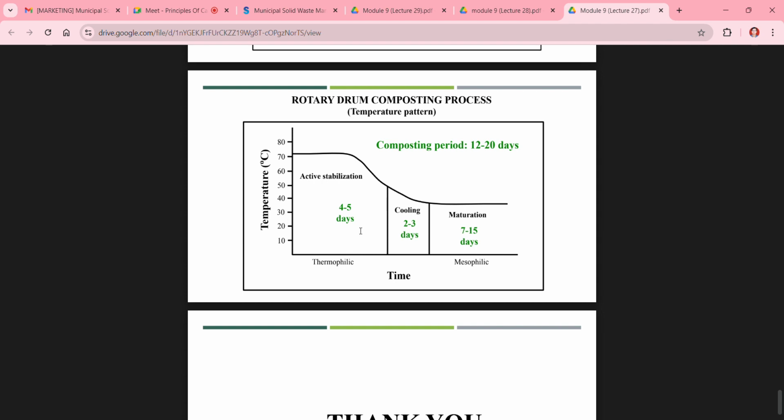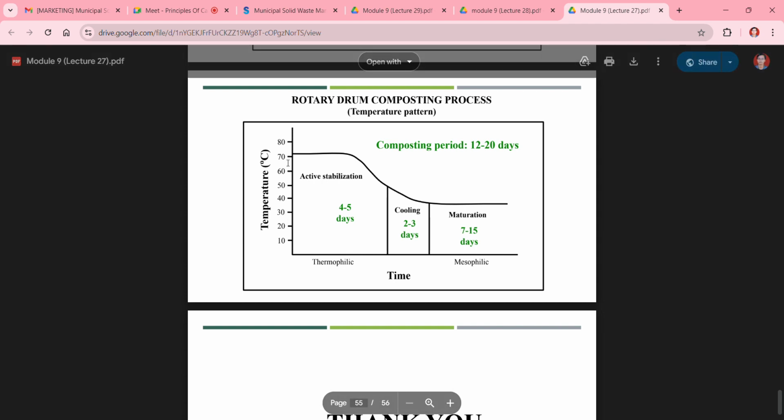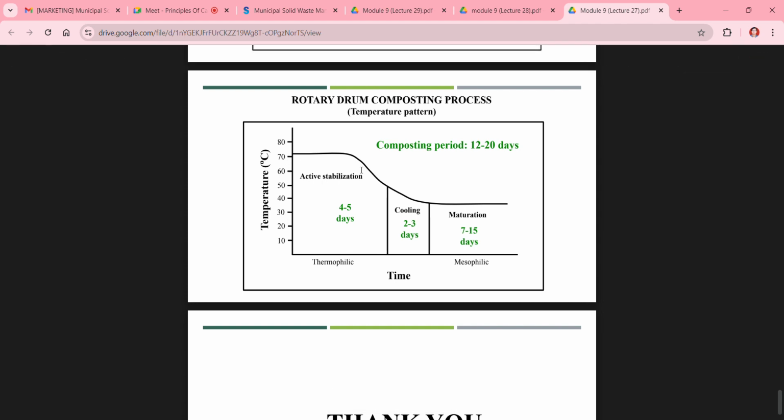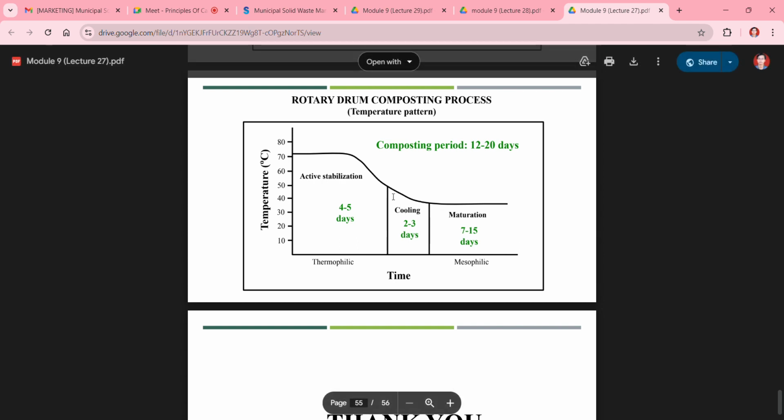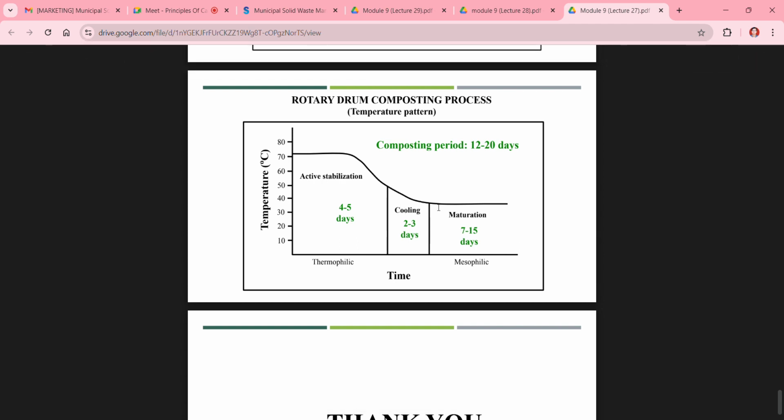There will be an active stabilization time period, known as the thermophilic phase, and temperature will go from 70 degrees Celsius downward to 40 or 50 degrees Celsius during the active stabilization period. Then there will be 2-3 days of cooling period from 50 degrees Celsius to 40 degrees Celsius, and then there will be a maturation period of 7 to 15 days.